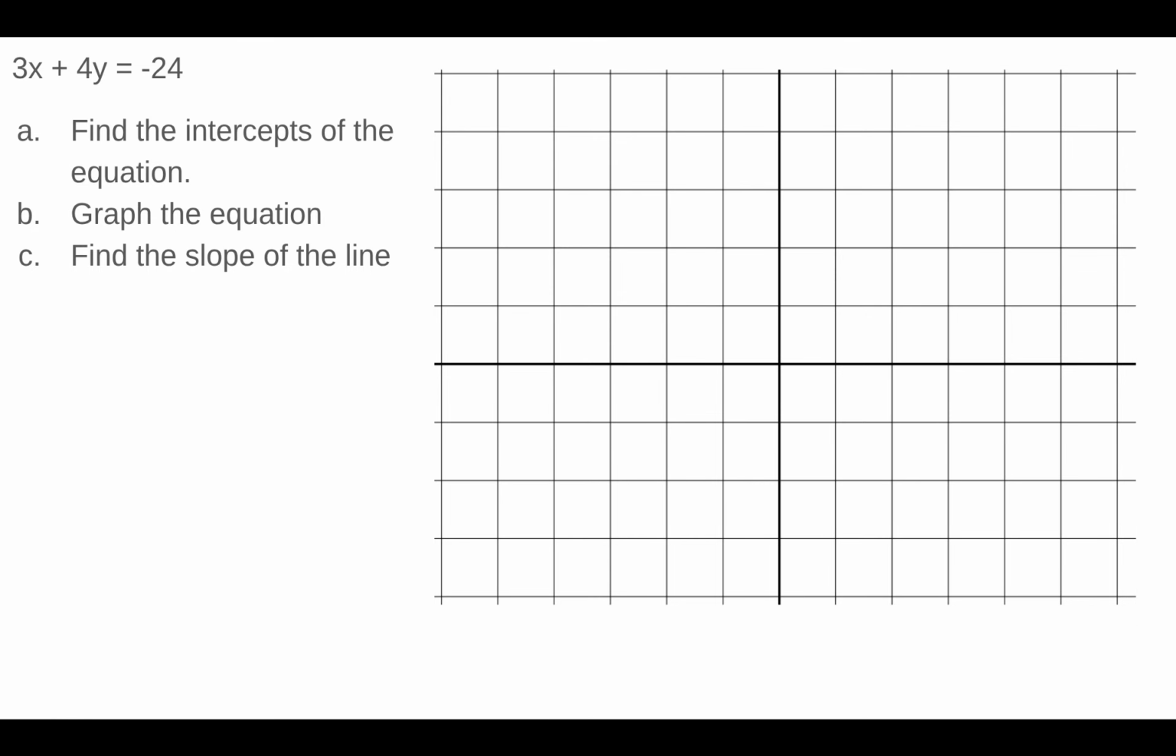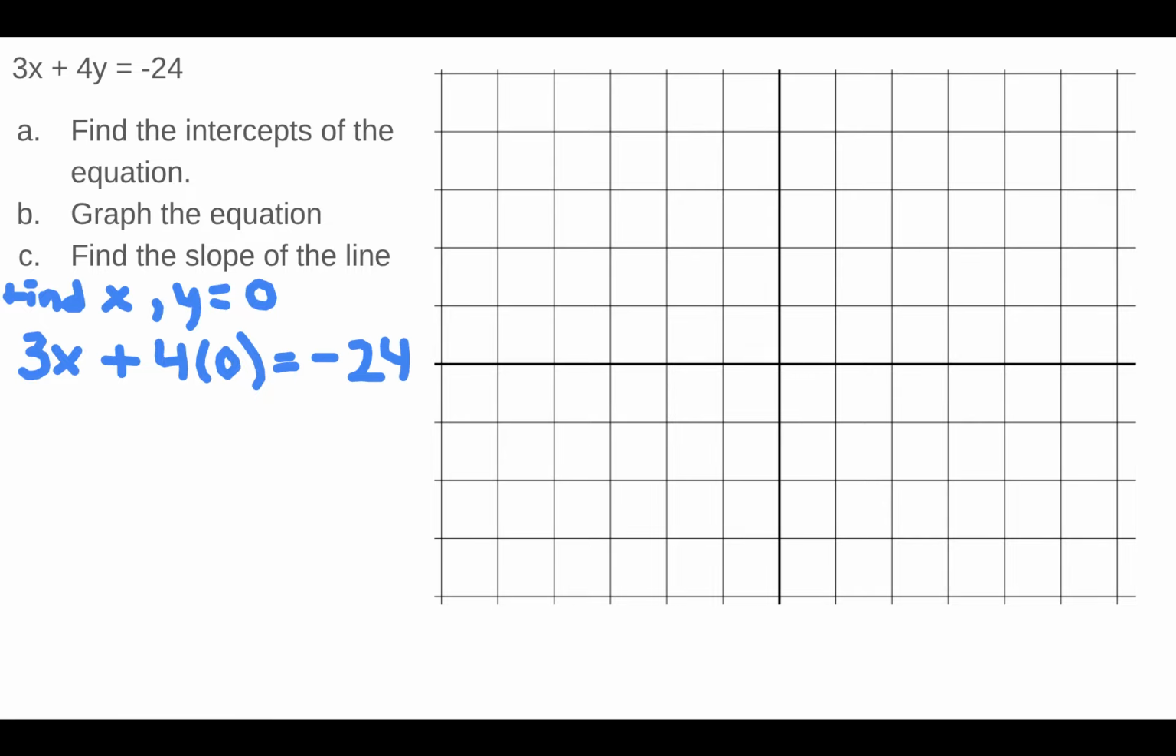So if we want to find an x-intercept, we make y equal to 0. So to do that, we'll have 3x plus 4, and then y becomes 0, and that will equal negative 24. So anything times 0 is just 0. So now we have 3x equals negative 24. So to get x alone, divide both sides by 3, and x will equal negative 8.